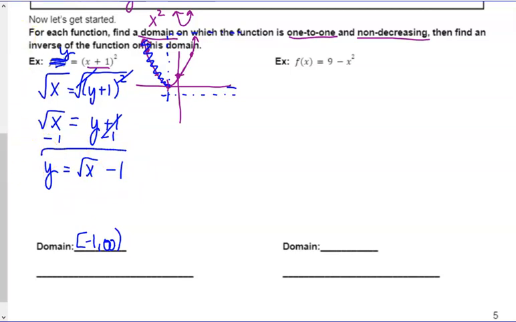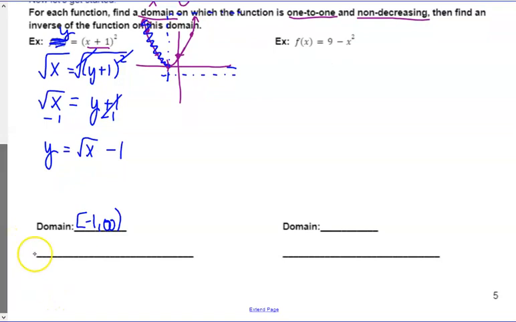Now I'm going to take the y out and put the notation for my inverse. That f inverse of x is equal to the square root of x minus 1. Okay, so now we actually have a function that allows us to use any x value to find the points on that inverse. All right, now let's look at this next function.